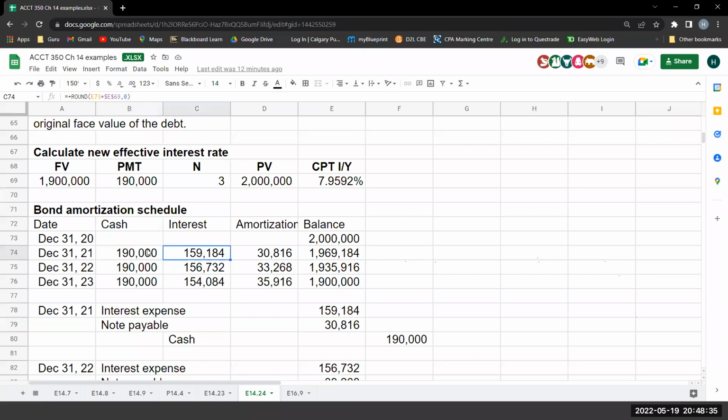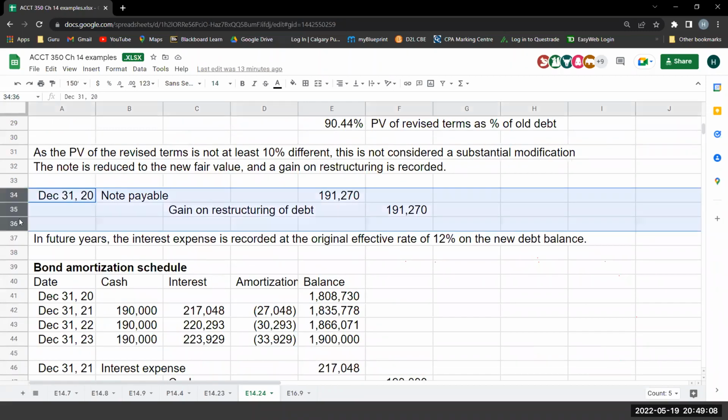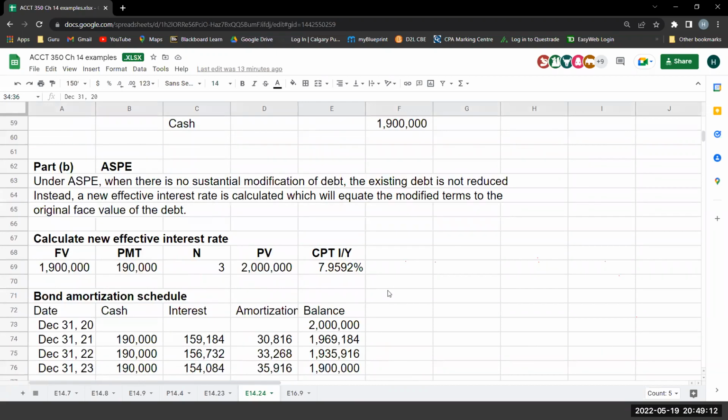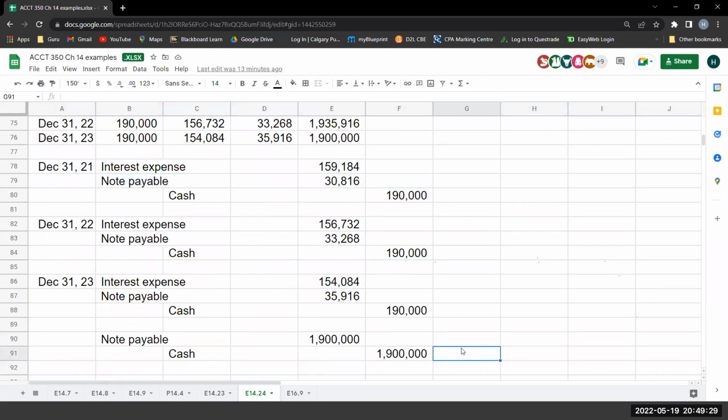And because my interest expense is less than the cash paid, the difference will reduce the loan a little bit. Do that again in 2022, goes down again a little bit. Do that one more time in 2023, the loan is brought down to 1.9 million, which is basically the amount that Trouble needs to pay back to its bank. So here the entries are quite a bit different. You do not record this gain on restructuring at all under ASPE. Instead, the amount of interest expense that you end up recording is much smaller. And the result is that the note payable liability goes down every year by a little bit until you hit 1.9 million. End of the third year, you pay back 1.9 million and Bob's your uncle.